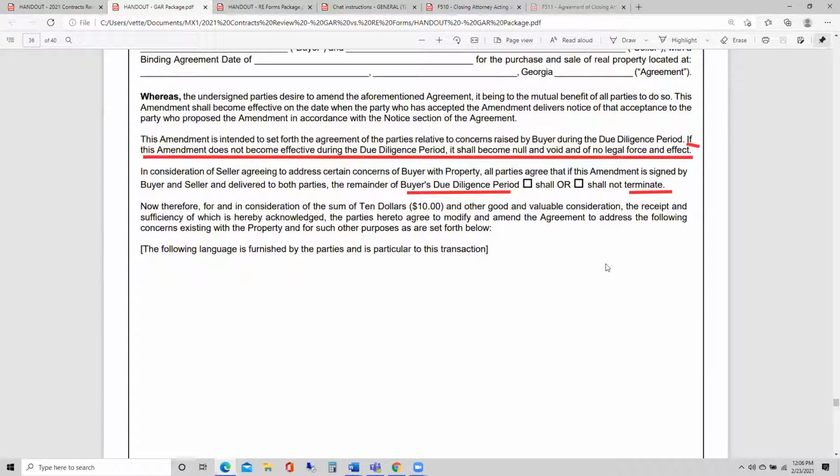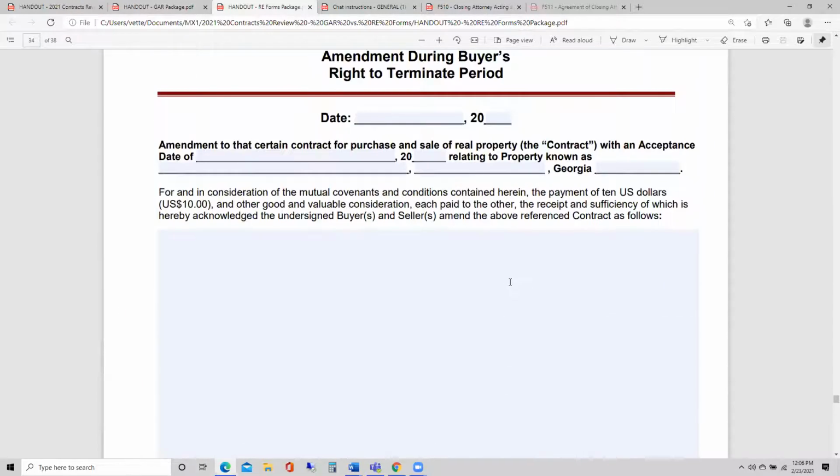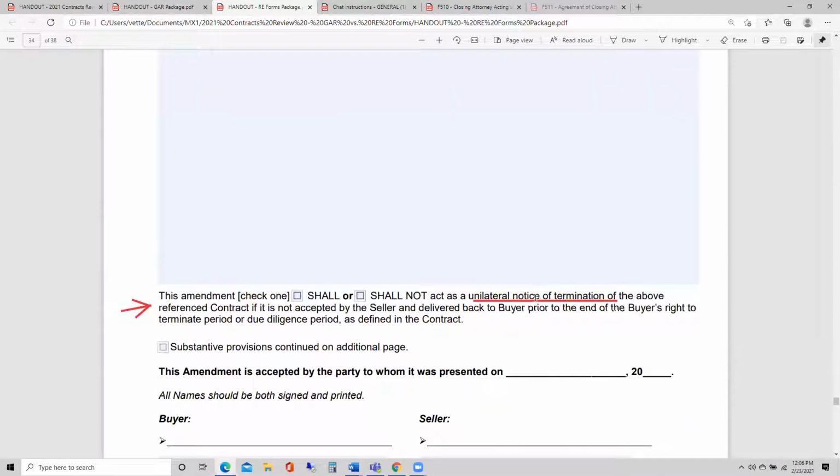So if you have a 10-day due diligence period and the buyer and the seller agree on this on day 5 after binding agreement date, that ends the due diligence period for the buyer, regardless of the 10 days on the purchase and sale agreement. The buyer's due diligence period just got shortened if this is marked shall. The shall or shall not on the RE forms amendment has to do with termination of the contract.